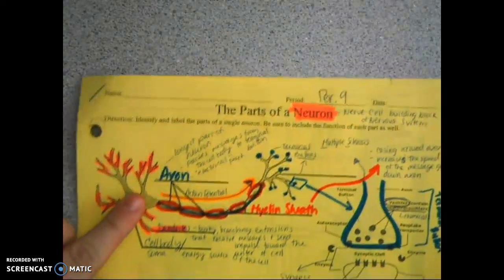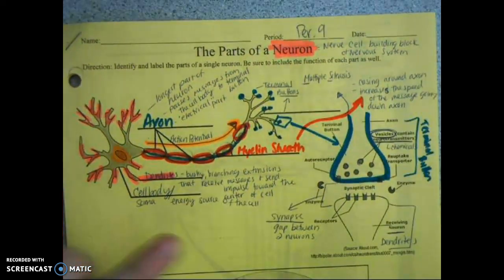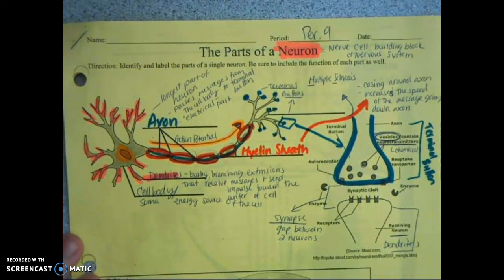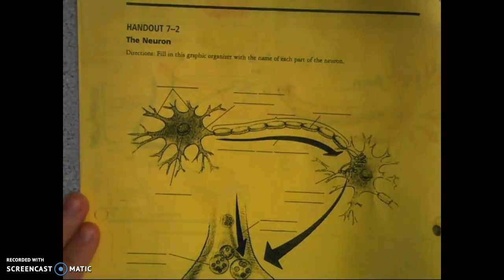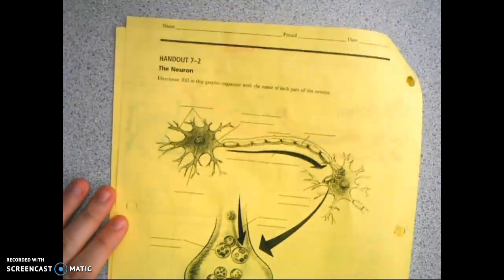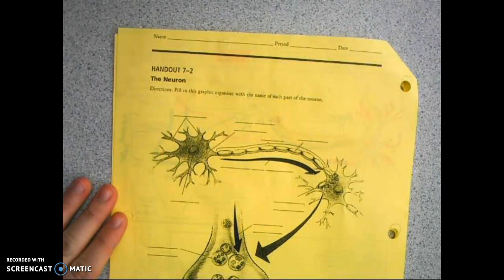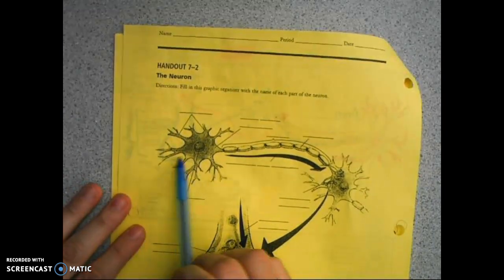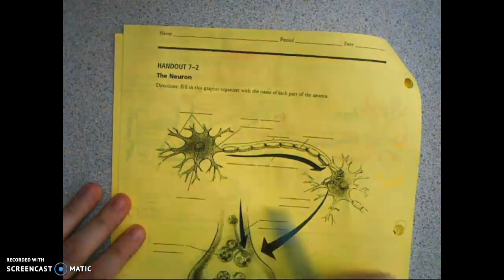This is what your packet looks like. Parts of the neuron. This is the part that we did in class. You're going to go ahead and flip it to page 2. So on the back of this packet, we're going to work on this diagram kind of as a review. Okay? So if you look, we're going to kind of start at the beginning. This whole thing is trying to show you the outline of a single neuron.